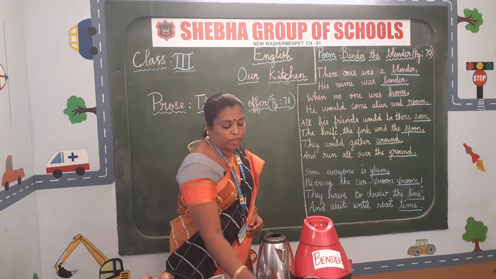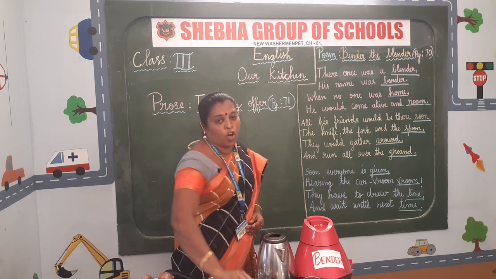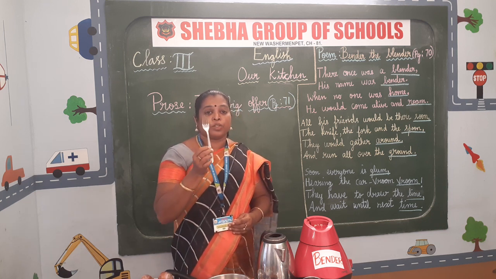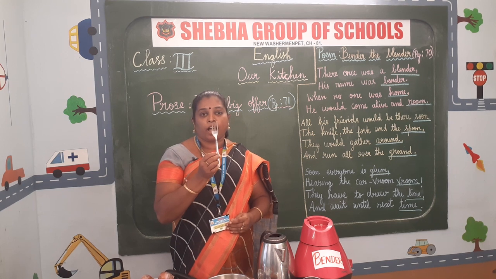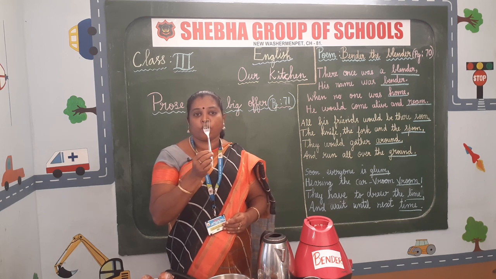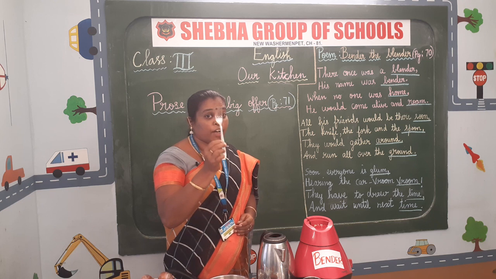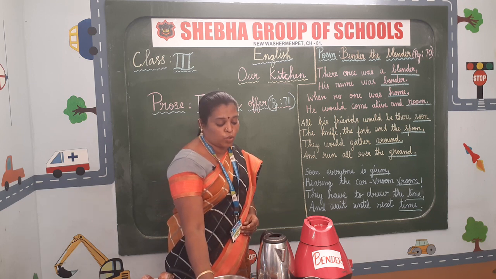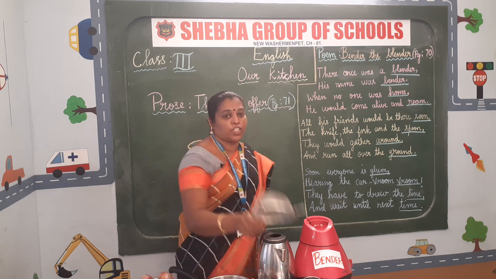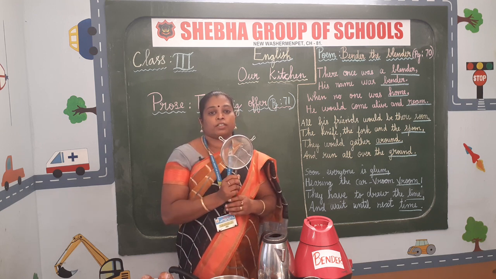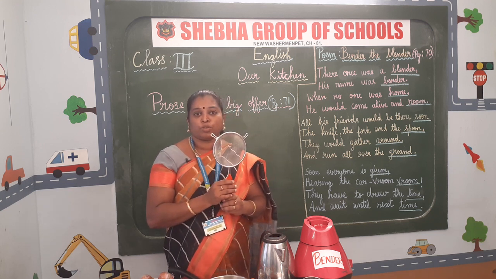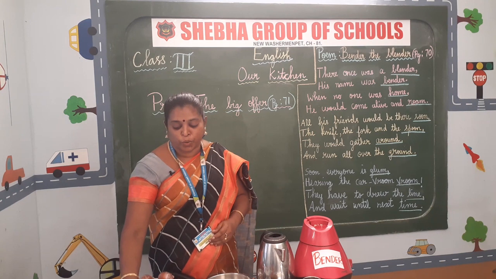Next one, a fork. A fork is used to eat noodles. Okay children, have you all eaten noodles with the use of a fork? Yes, this is a fork. Next one, strainer. A strainer is used to filter the juice.